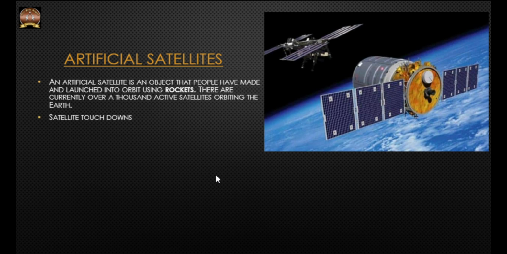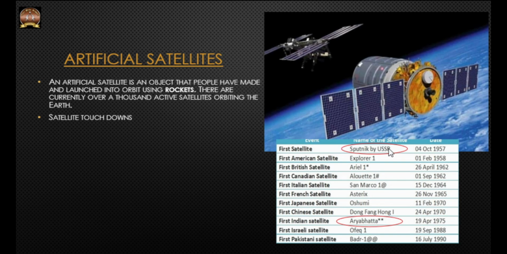Let's take a look at some satellite touchdowns. The first artificial satellite ever launched was the Soviet Sputnik 1, which was launched in 1957 by Russia or USSR. Almost 18 years later, India launched its first satellite, the Aryabhata, named after the great Indian astronomer who invented zero. It was also launched by Russia on 19 April 1975, but the satellite was of Indian origin.